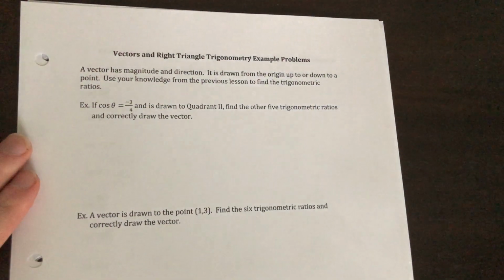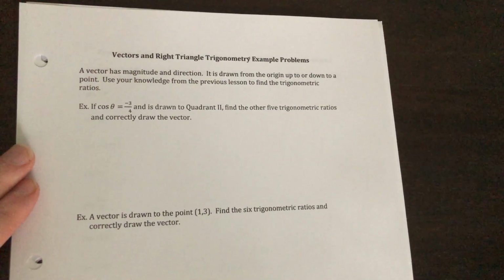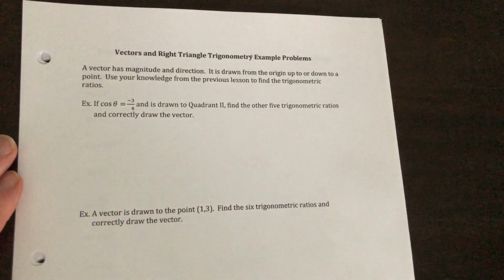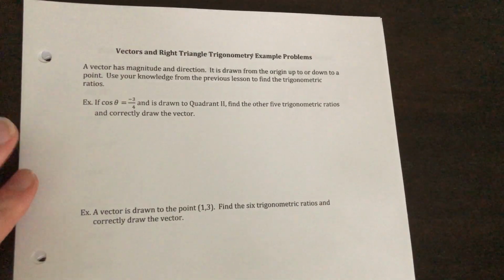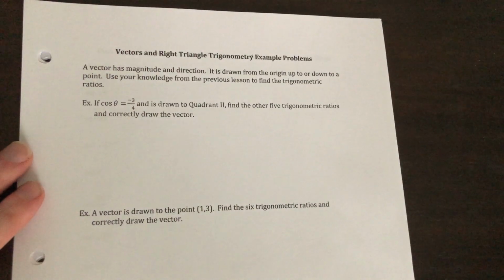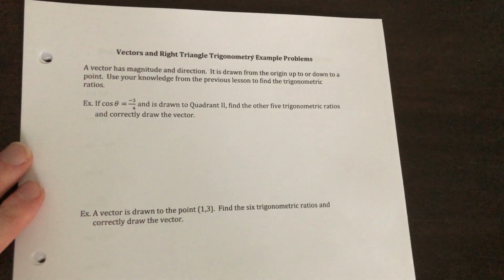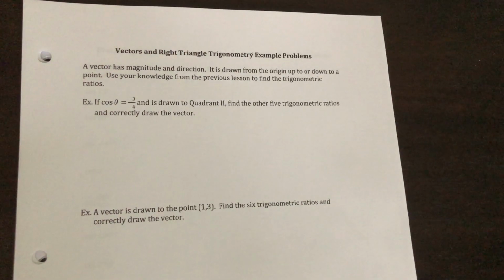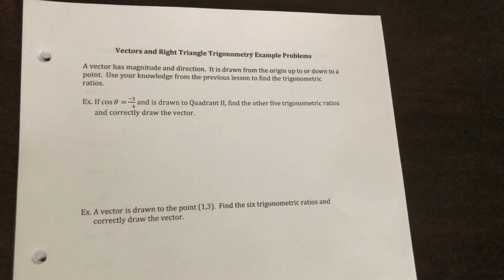Okay guys, so this is going to be vectors and right triangle trig example problems. So in this lesson we're going to be dealing with a lot of the stuff we did from the right triangle trig lesson, but we're going to be dealing with vectors. So the definition of a vector is anything that has magnitude and direction.